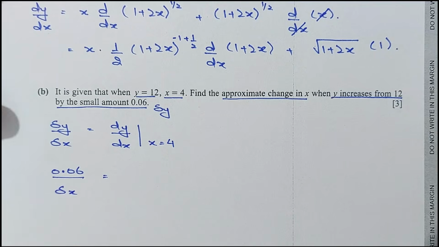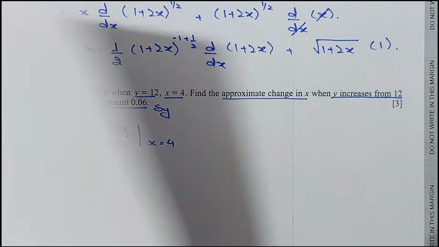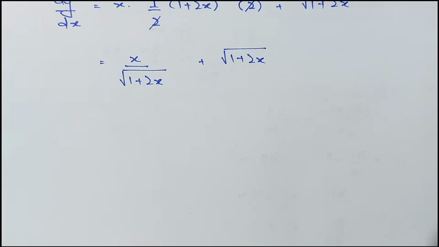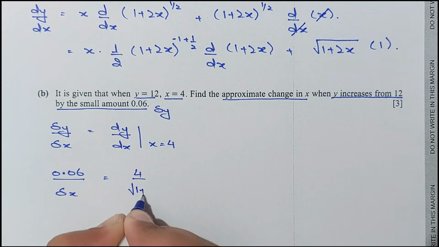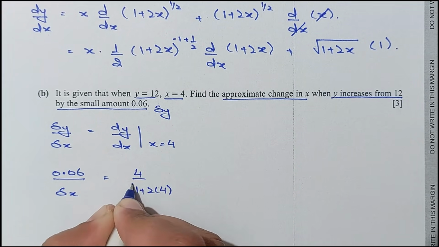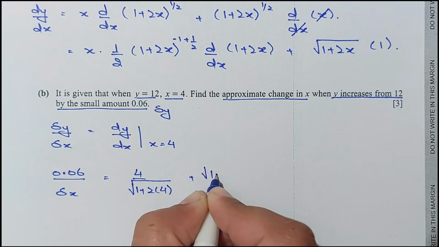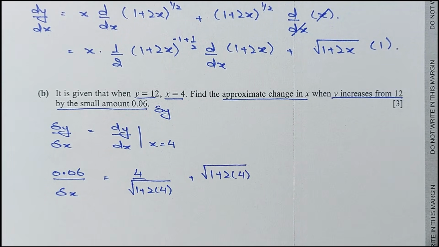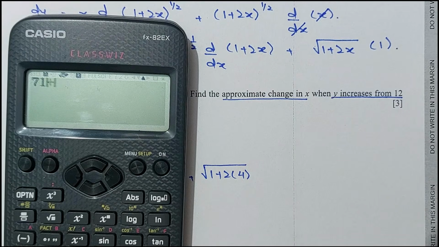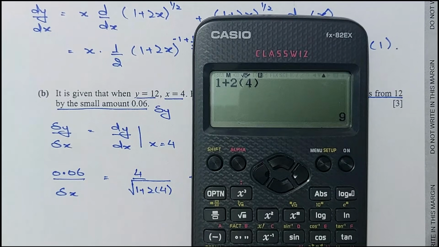Let me solve for dy by dx at x equals 4. We are done with dy by dx, just substitute x equals 4. So we have 4 over square root of 1 plus 2 into 4, plus square root of 1 plus 2 into 4. All right, so 1 plus 2 into 4 is 9 and square root of 9 is 3, right?